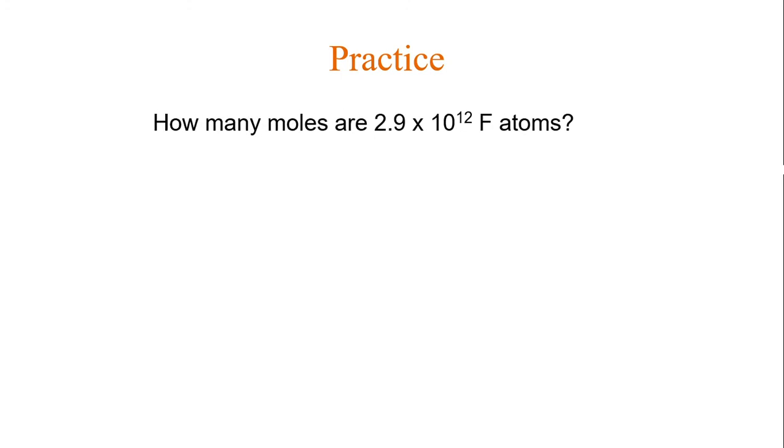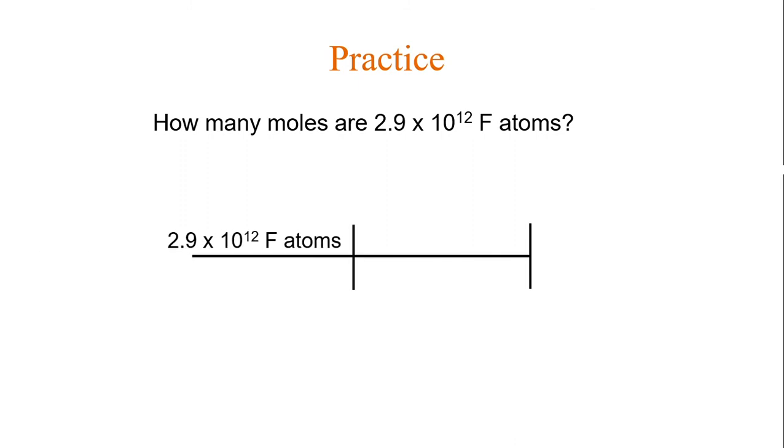All right, so let's do some practice here and close out our session with some practice exercises. How many moles are 2.9 times 10 to the 12 fluorine atoms? We are converting between atoms and moles. So as always, we can use either the parenthesis factor or the grid method. Let's use the grid here and start with what they give you, just like we did with dimensional analysis in Unit 1. They give you 2.9 times 10 to the 12 fluorine atoms.